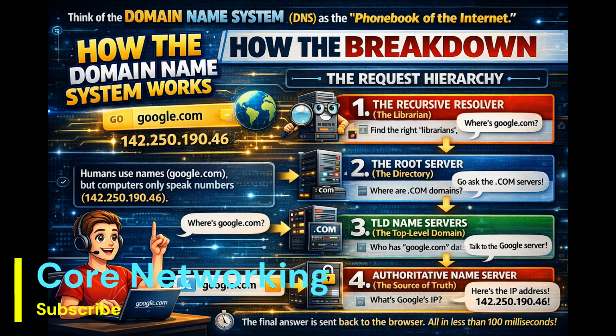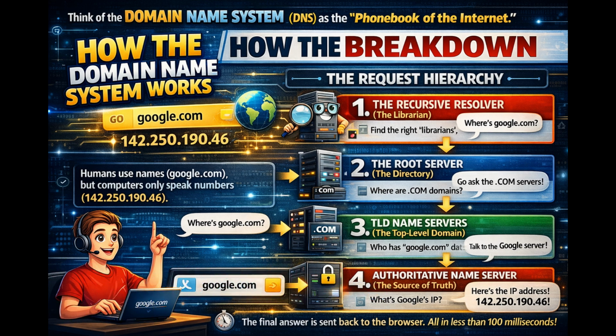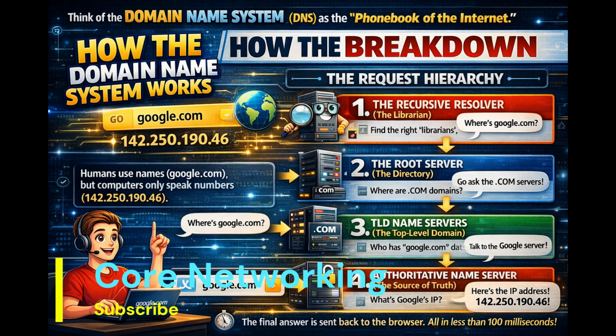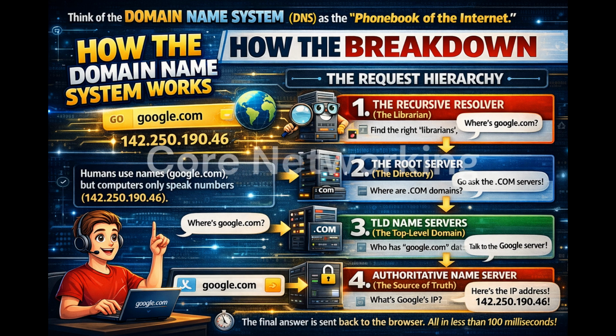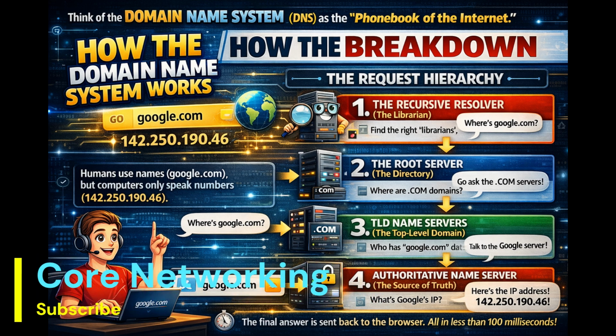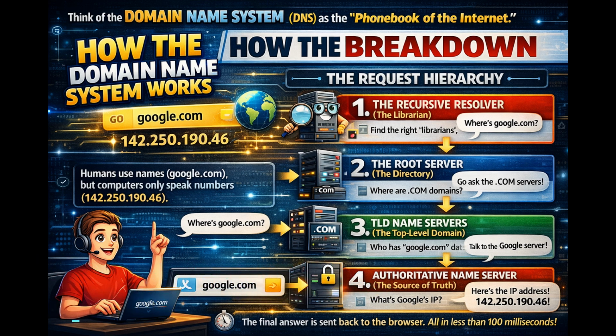These packets travel across routers, switches, ISPs, hopping across networks until they reach the server. The server processes the request, sends back an HTTP response, usually HTML, CSS, JavaScript, again in packets. Those packets travel back through the internet to your device. Your browser reassembles them, renders the page, and boom, the website appears on your screen.